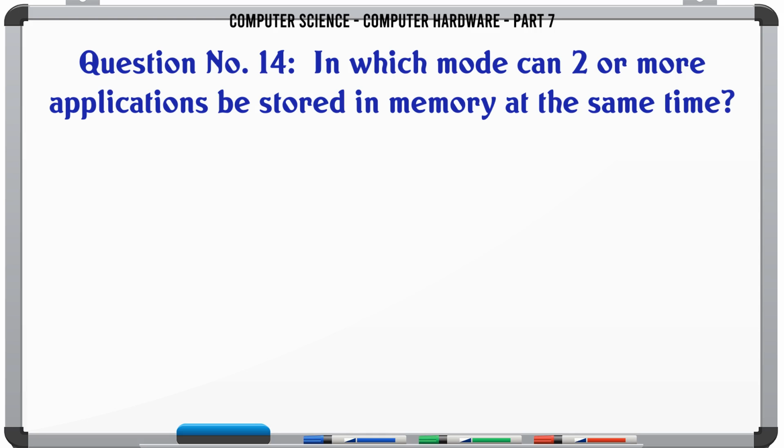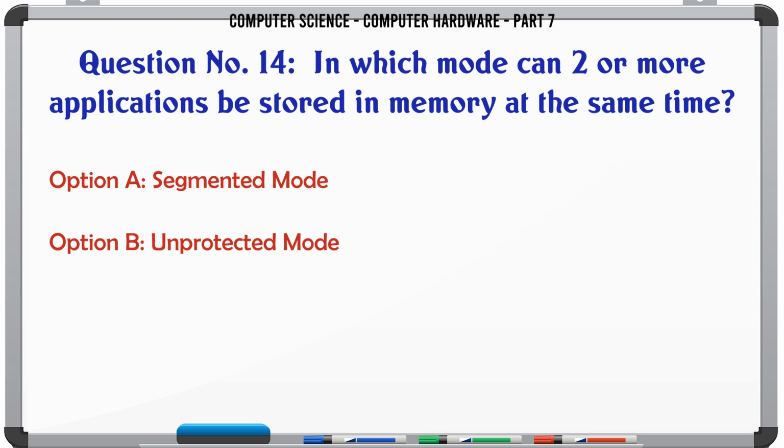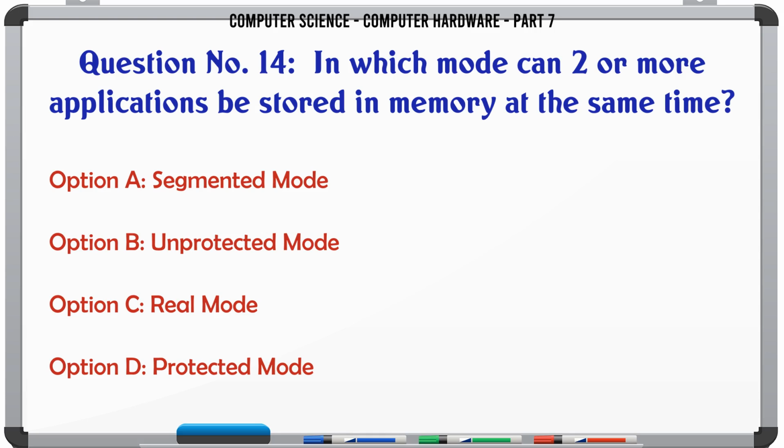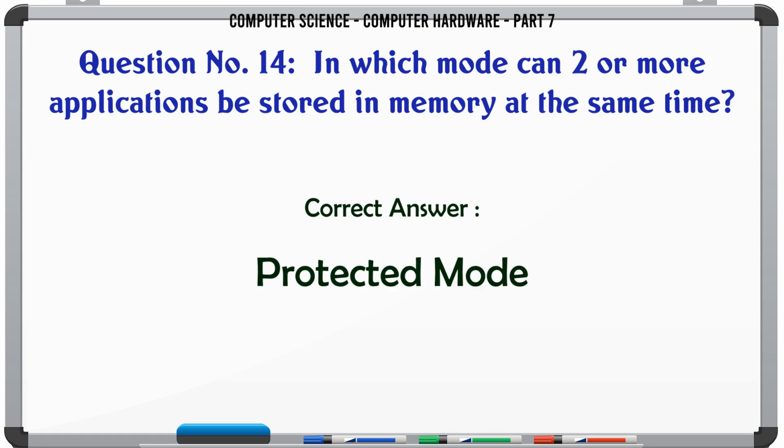In which mode can two or more applications be stored in memory at the same time? A. Segmented mode, B. Unprotected mode, C. Real mode, D. Protected mode. The correct answer is protected mode.